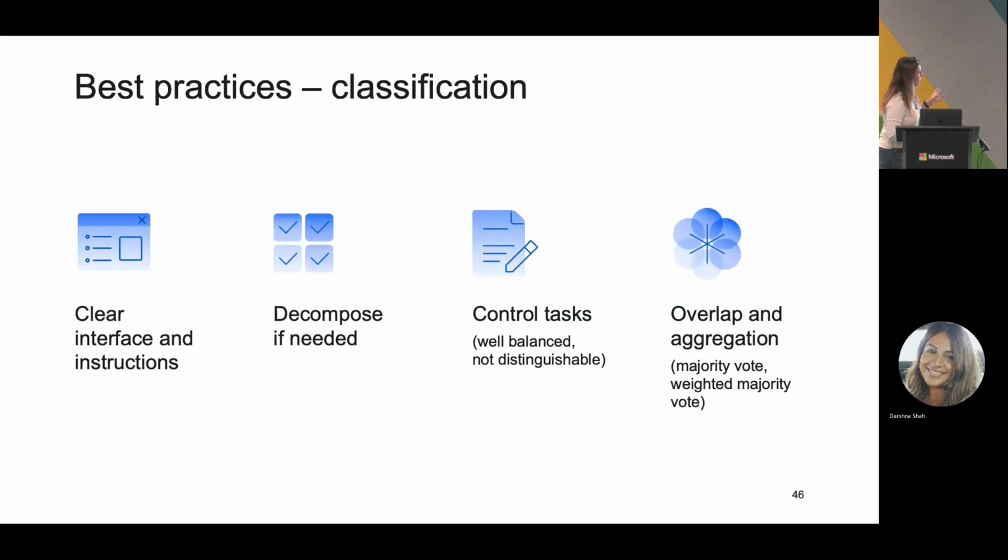And then overlap and aggregation. I always recommend sending it to a minimum of 3 different people. Then you can use majority vote or some more sophisticated algorithm to aggregate the results later.